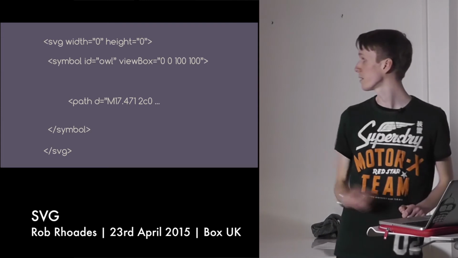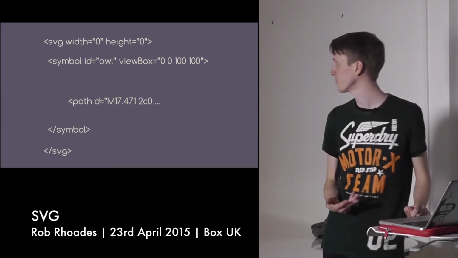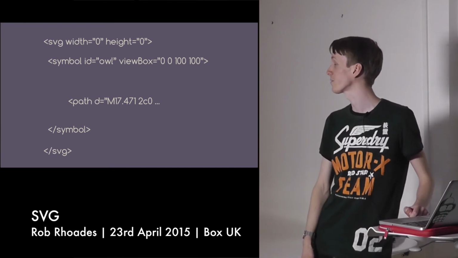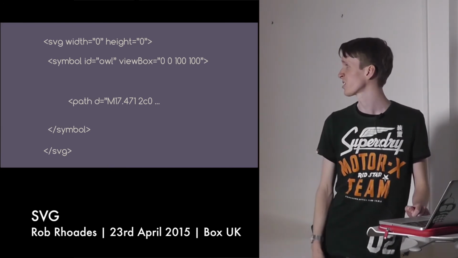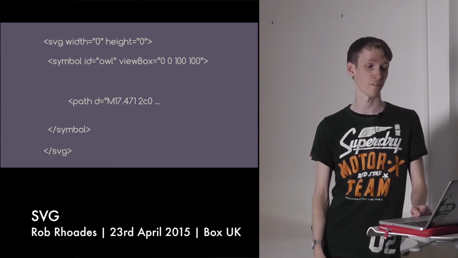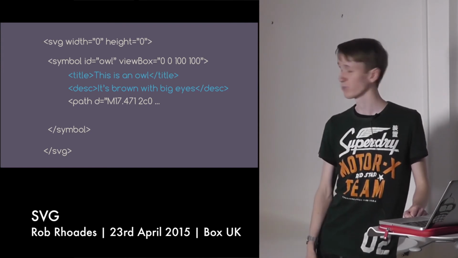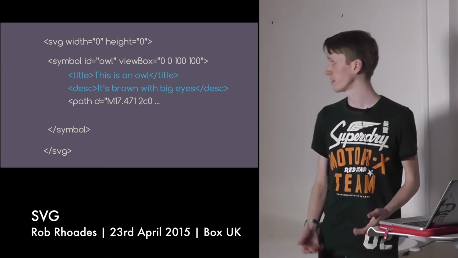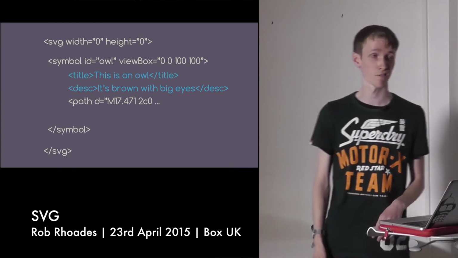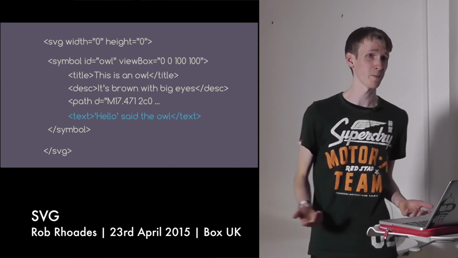So let's take our SVG sprite again. We've got an owl, but it's not really very descriptive. I mean, we don't have an alt tag or anything like that. All we've got really is just the ID, which says it's an owl, but it doesn't really tell you what colour feathers it's got or anything like that. So what we can do is add a title, which says this is an owl. Maybe a description that says it's got brown feathers, it's got big eyes. And maybe the owl's learnt how to speak.